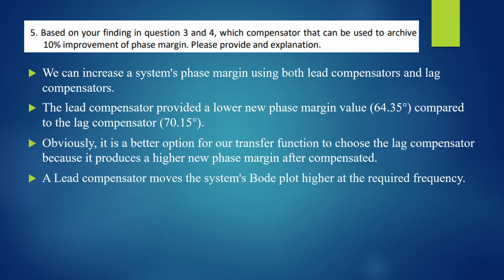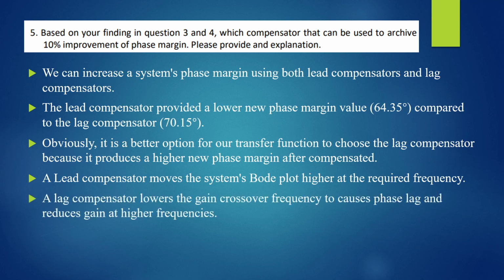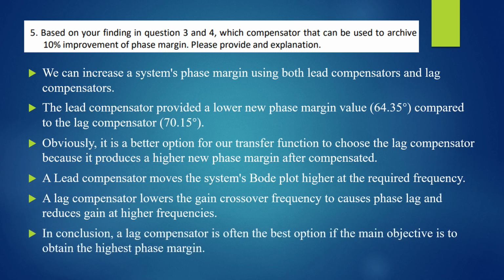So what did the lead compensator do? It moved the system Bode plot higher at a required frequency to increase transient responsiveness and stability. On the other hand, a lag compensator lowers the gain crossover frequency to cause phase lag and reduce gain at higher frequencies. A lag compensator is often used to decrease steady state error and increase steady state accuracy. So in conclusion, it is proven that a lag compensator is a better option to enhance the phase margin because it provides a higher final phase margin compared to the lead compensator.